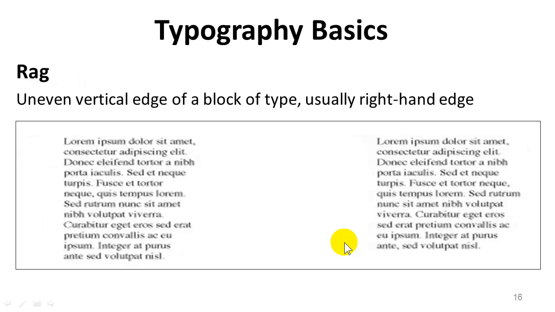Okay, the term rag. This has to do with the uneven vertical edge, which is very typical and normal on the right-hand column. The left always lines up. Here again, you might want to adjust your width to eliminate excess rag. So which paragraph looks better? The one on the right looks better. So this is where our width comes in handy, and the amount of words in sentences.